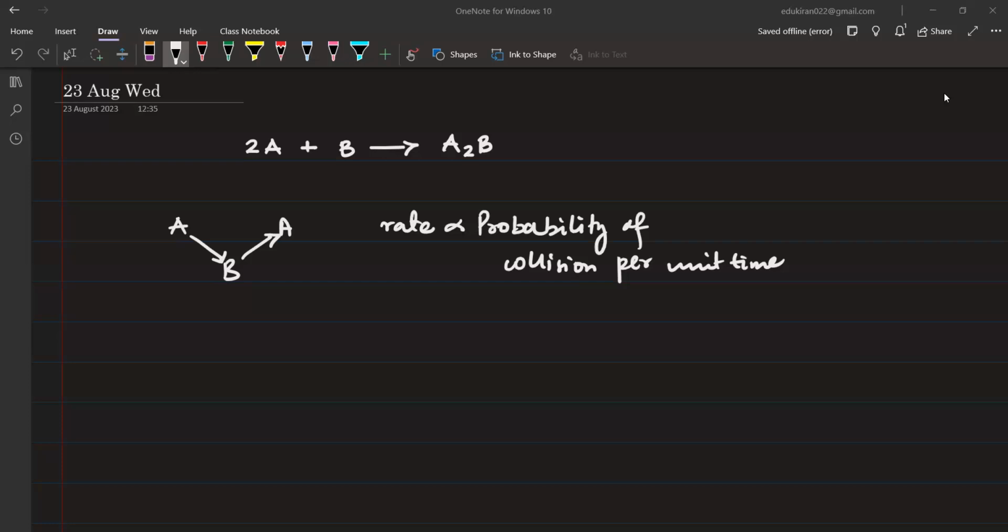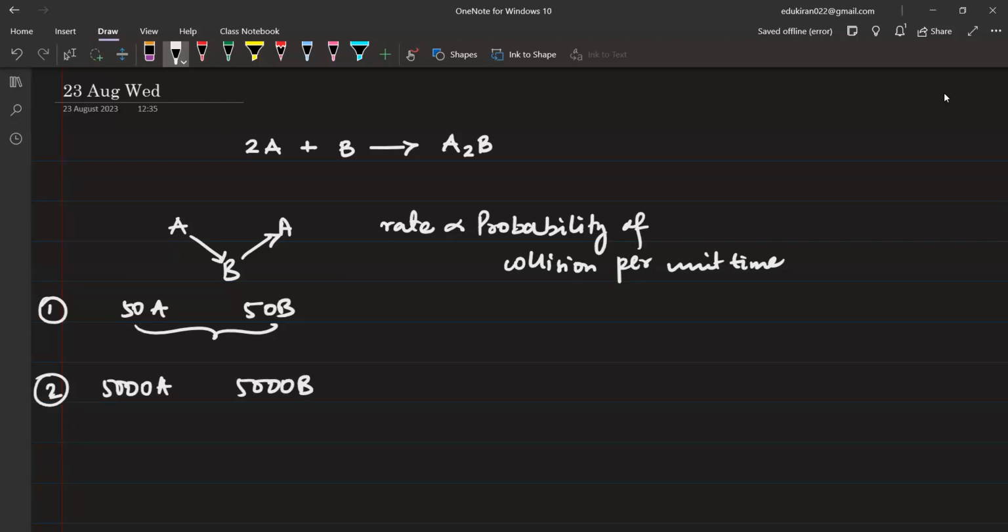Let us suppose we have 50A and 50B in the first case, and in the second case, I have 5000A and 5000B. Where do you think there is more probability of collision, first case or second case? I am just talking about collision, where A and B will collide with each other more frequently.